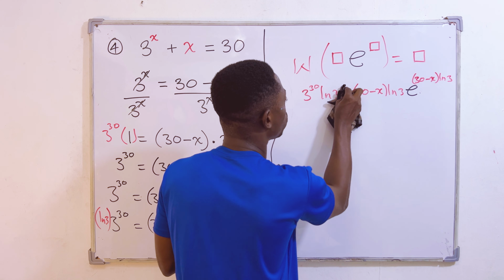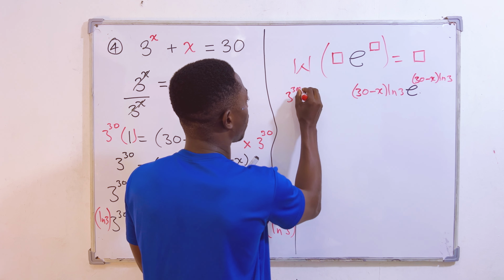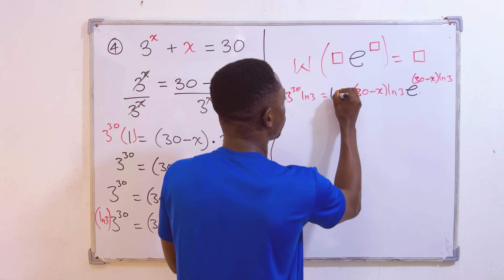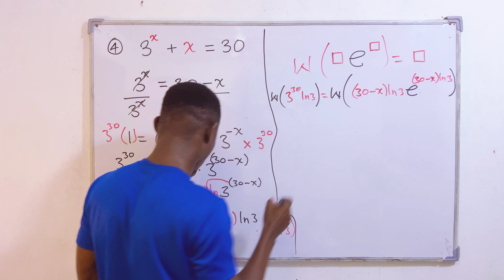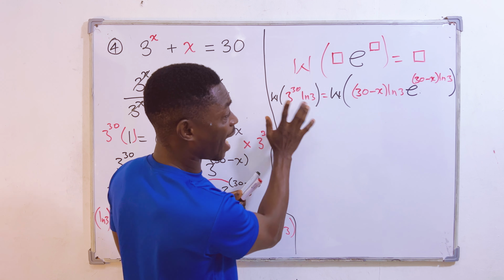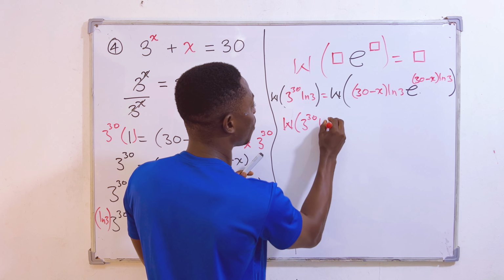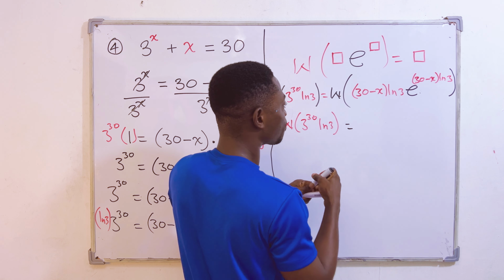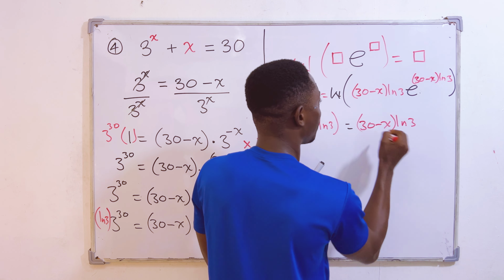I'm going to shift this one to this side so that I will get 3 to the power 30 ln of 3 is equal to, then over here I'm just going to put the W like this, then do the exact same thing right here. There we go. This is it, right? Now this, we can't do anything to it at this moment, so I'm just going to keep everything. W of 3 to the power 30 ln of 3, and the right hand side is going to give me one of these, which will be 30 minus x ln of 3, and of course this is in bracket.